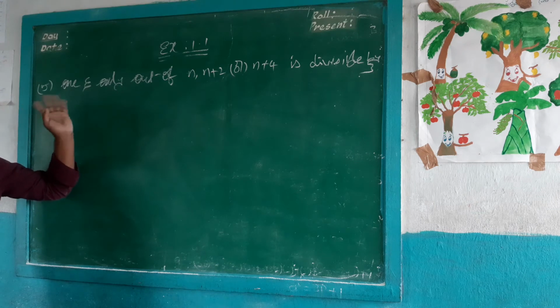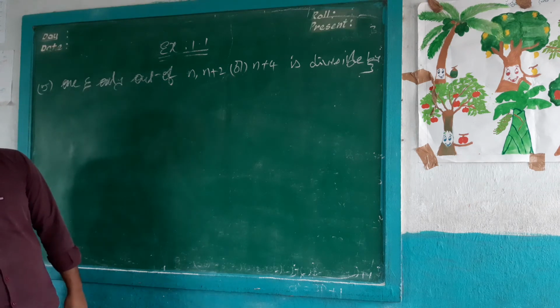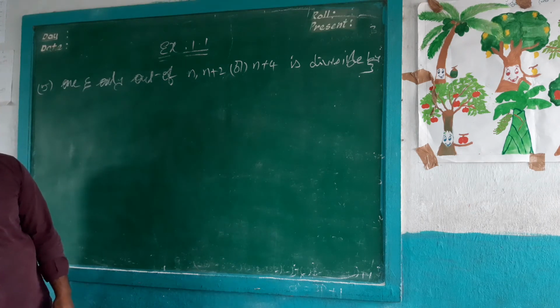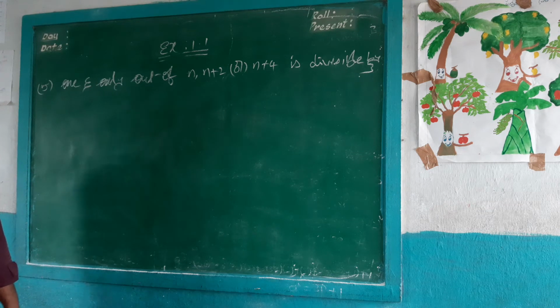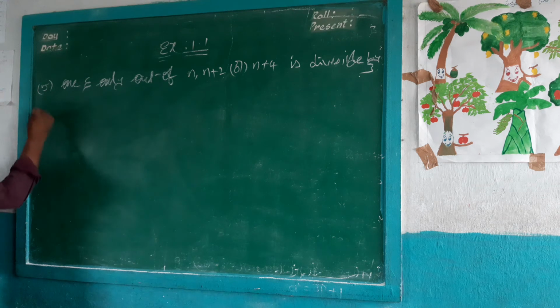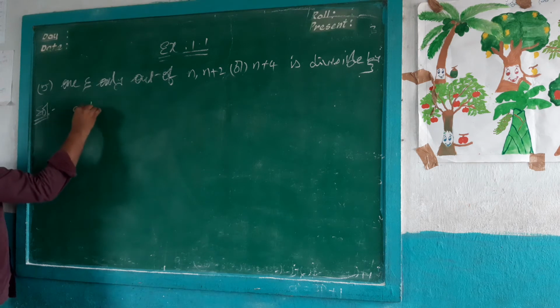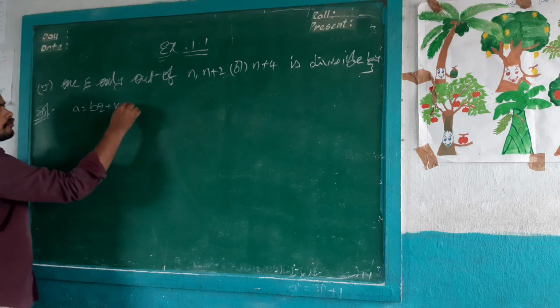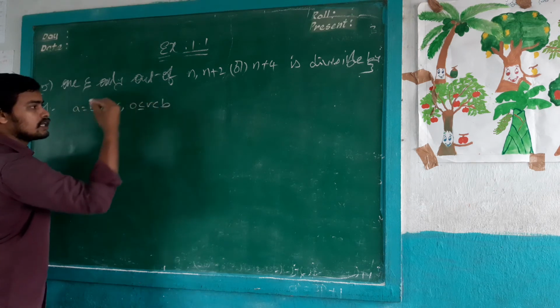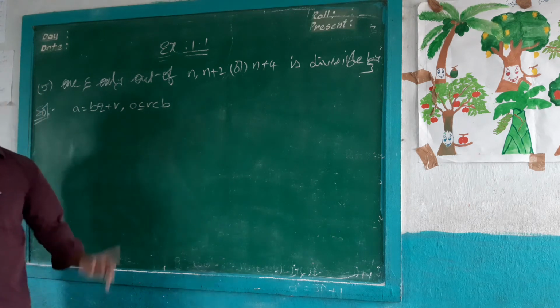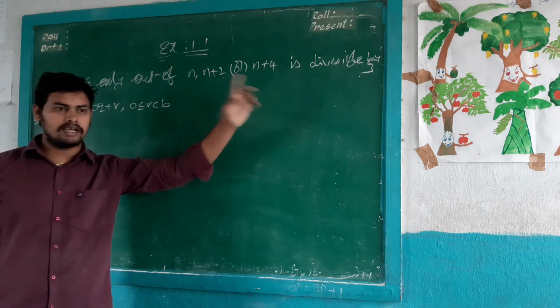Okay, so here what is the b value? 3 is the b value. Again, solution: according to Euclid's division lemma, a equals bq plus r where 0 is less than or equal to r, which is less than b. So here the b value is 3.